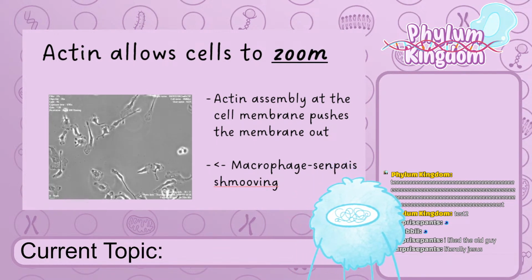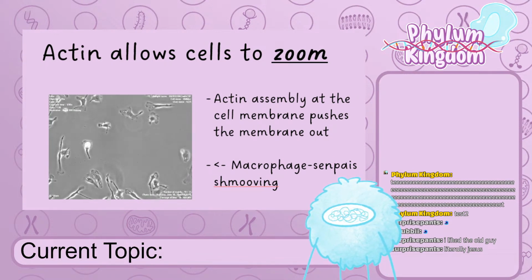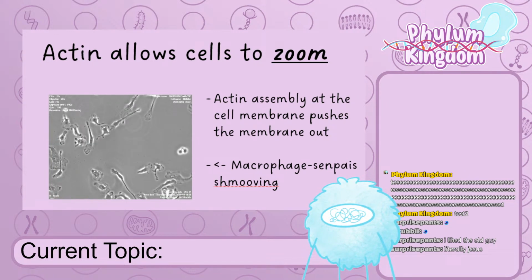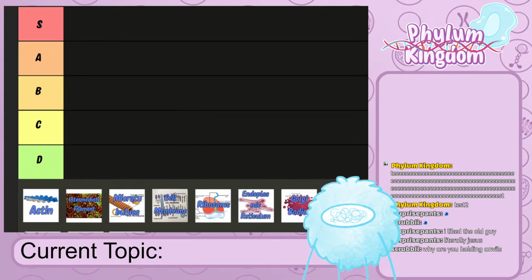So I think, when I think about Actin, I would like to put Actin... I think I have to put Actin in A tier. A for Actin. It comes up in a lot of scenarios that you wouldn't expect it to come up in.